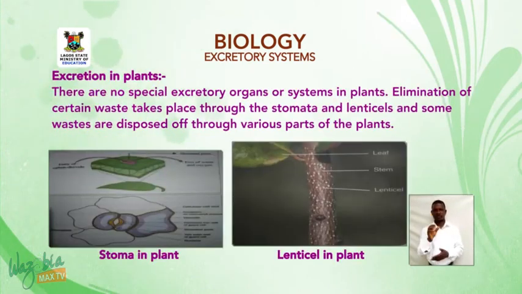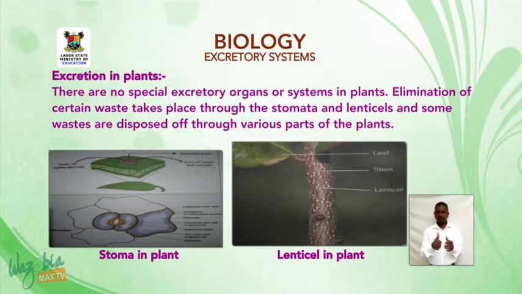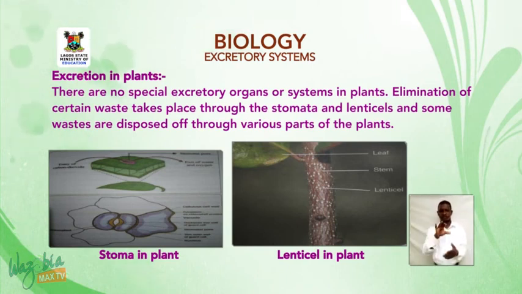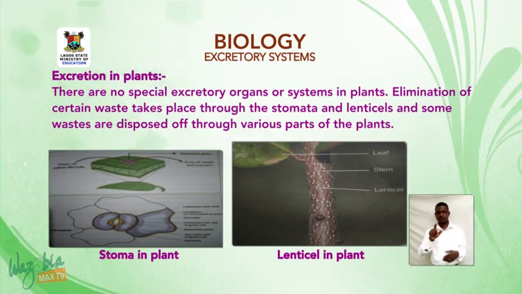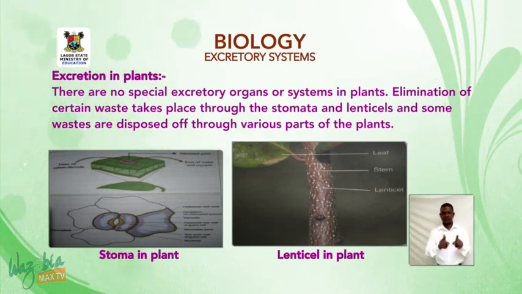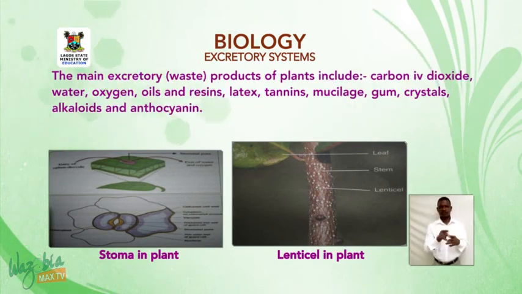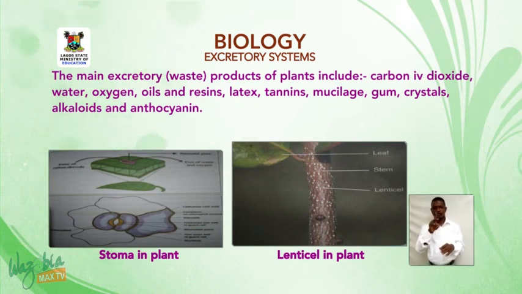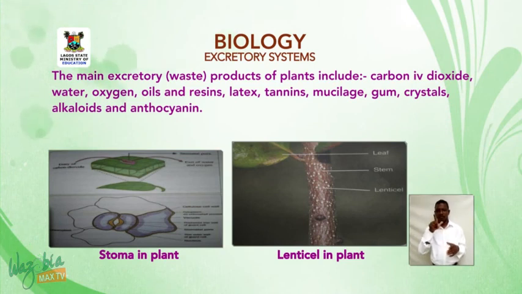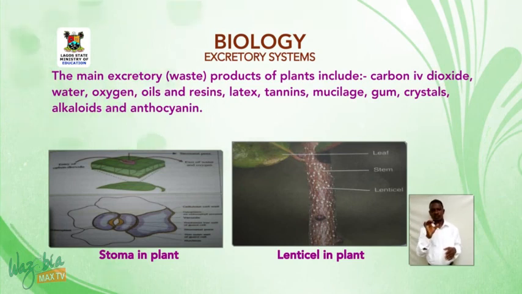Excretion in plants. There are no special excretory organs or systems in plants. Elimination of certain waste takes place through the stomata and lenticels, and some waste are disposed of through various parts of the plant. The main excretory waste products of plants include carbon dioxide, water, oxygen, oils and resins, latex, tannin, mucilage, gum, crystals, alkaloids, and anthocyanin.